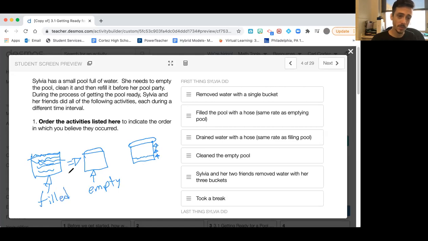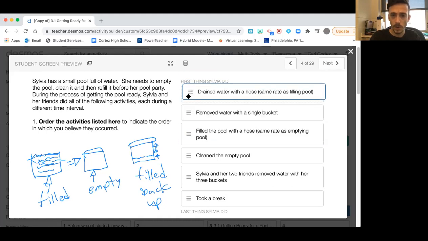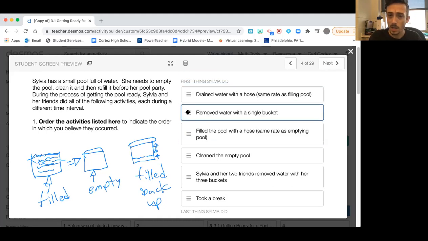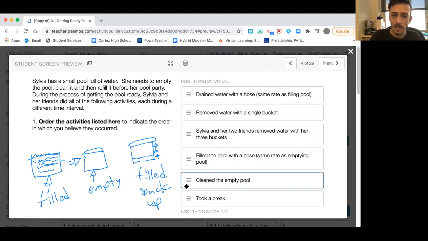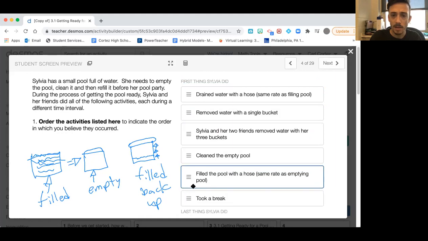So rather, this is filled and then it goes empty, and then it is filled back up. So the sequence I'm going to have go here, I'm going to have the drained with the water hose first. I'm then going to have single bucket, I'm then going to have the friends helping. I'm then going to clean it and then fill it back up and then take a break.